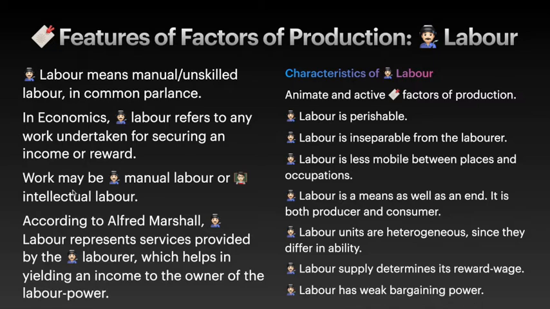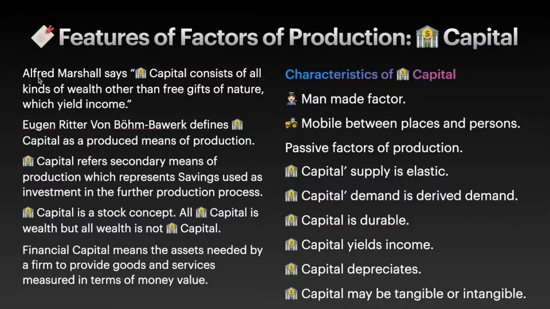Now we move on to the third factor of production, which is capital. Alfred Marshall says capital consists of all kinds of wealth other than free gifts of nature which yield income. Eugen Ritter von Böhm-Bawerk defines capital as a produced means of production. Capital refers to secondary means of production which represents savings used as investment in the further production process.